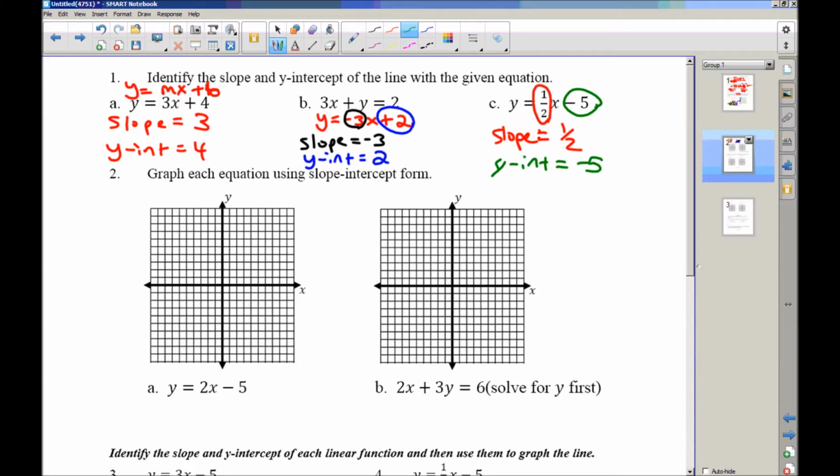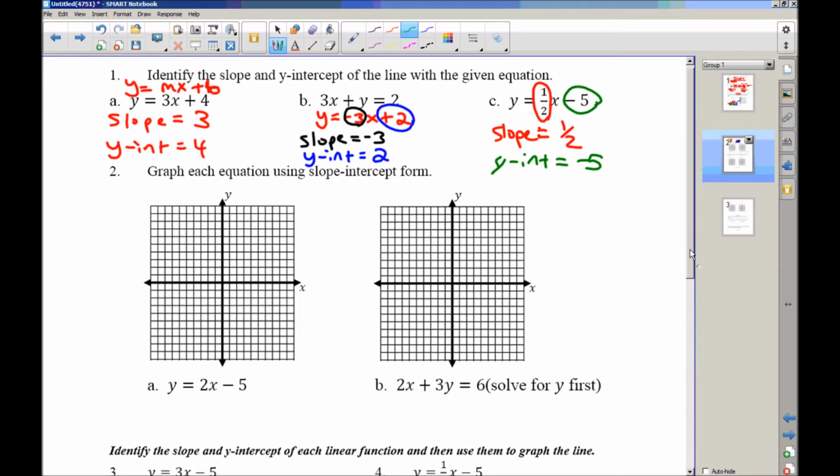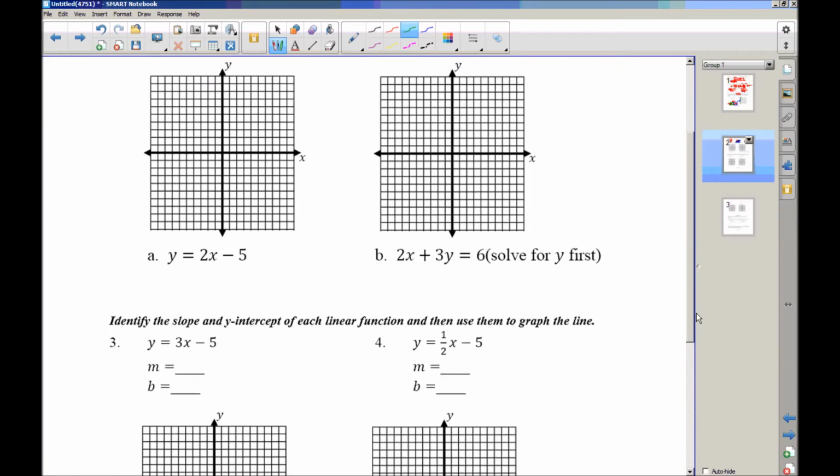Okay. All right, so graph each equation using the slope-intercept form. So we have two questions here. So we're going to find our slope and our intercept. So for this one, 2 is our slope. We're going to write it as a fraction, it'll help us graph it. So we can always put a 1 underneath. And -5 is our y-intercept.